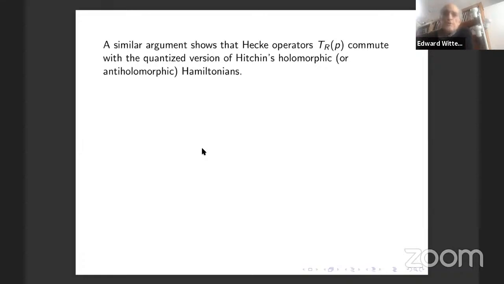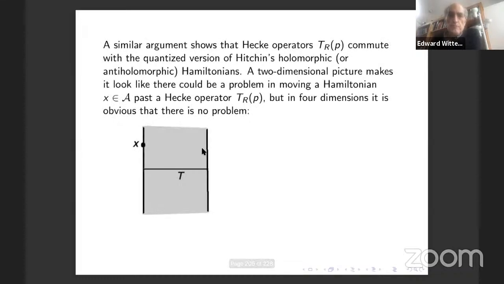A similar argument shows that the Hecke operators commute with the quantized version of Hitchin's holomorphic or anti-holomorphic Hamiltonians. So here again, a two-dimensional picture looks like there might be a problem in moving a Hamiltonian past a Hecke operator, but in 4 dimensions, there's no problem.